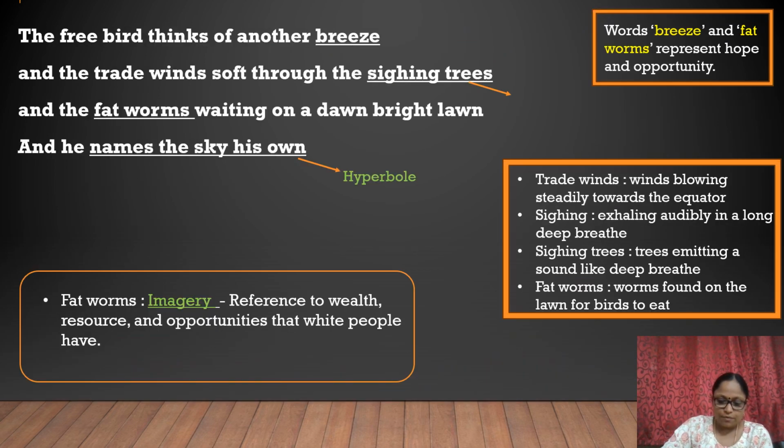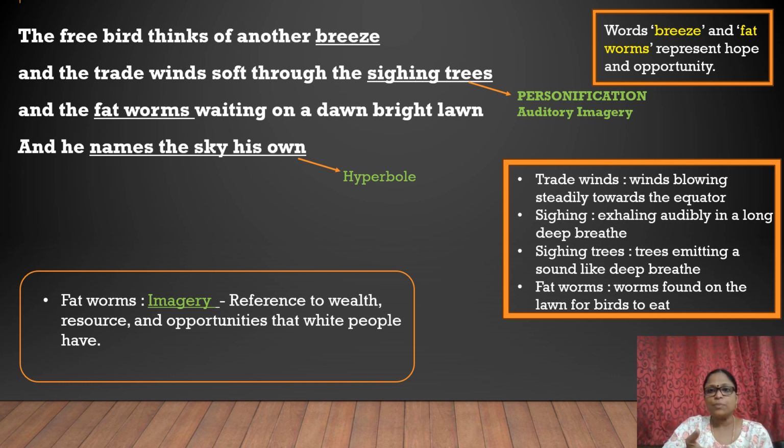Let's look at the fourth stanza. Here again she is talking about a free bird. The free bird thinks of another breeze, and the trade winds soft through the sighing trees, and the fat worms waiting on a dawn bright lawn, and he names the sky his home. These are the two stanzas, the first stanza and this stanza, which totally describe the free bird and the freedom it enjoys. In this stanza, what does the free bird think of? Two answers are there: another breeze through the sighing trees, and fat worms waiting on a dawn bright lawn.